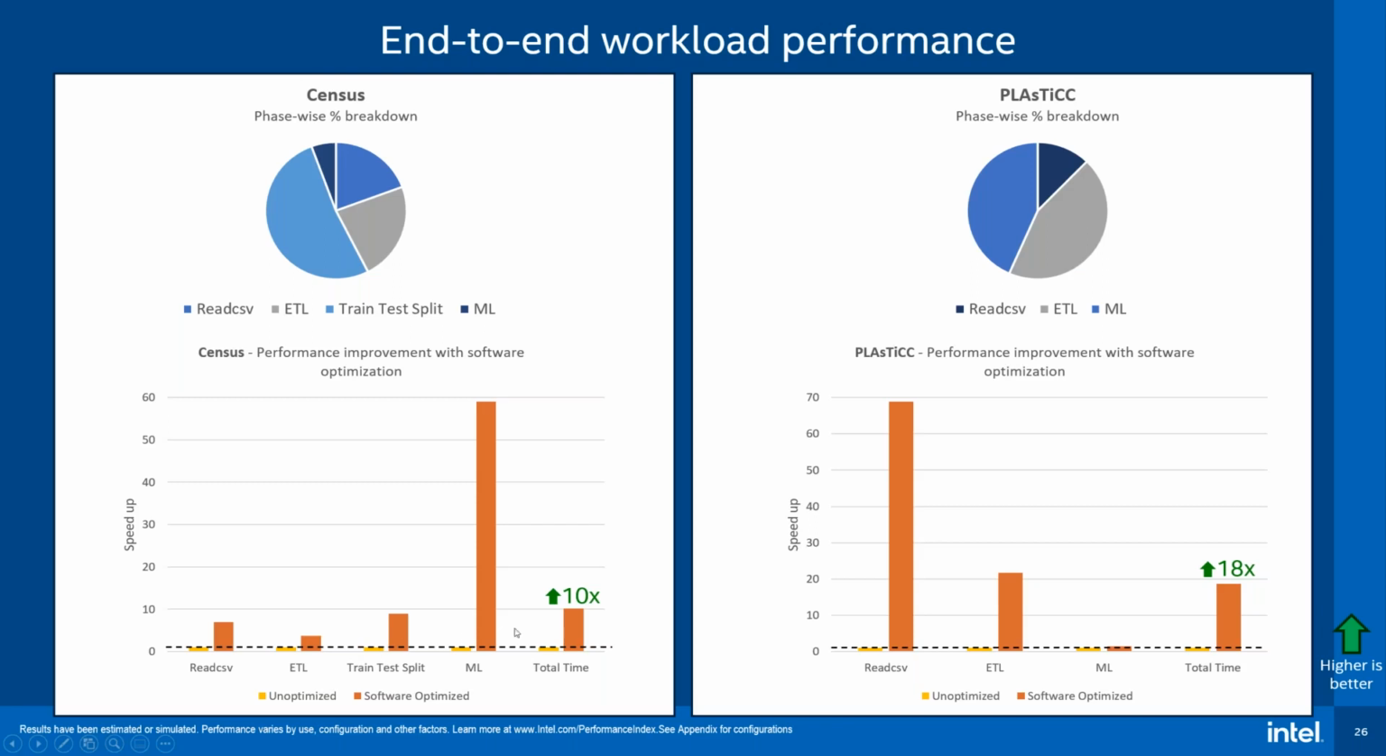A massive 10x end-to-end speedup is achieved in Census, and 18x end-to-end speedup is seen in Plastic by using the optimized software. All of the speedup is seen without making any API change by merely using Modin for read CSV and ETL operations, and Scikit-learn accelerated by oneDAL for the machine learning portion on the Census workload. We see these significant improvements to the tune of 7x in read CSV, 4x in ETL, 9x in train test split, and 59x in machine learning time. Similarly, on Plastic, we see a massive 69x improvement in read CSV, 21x in ETL.